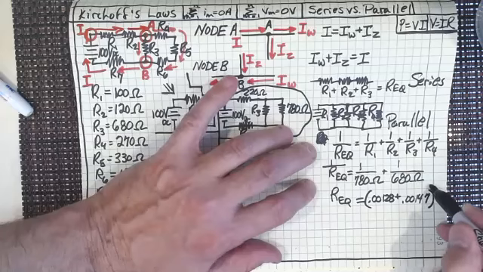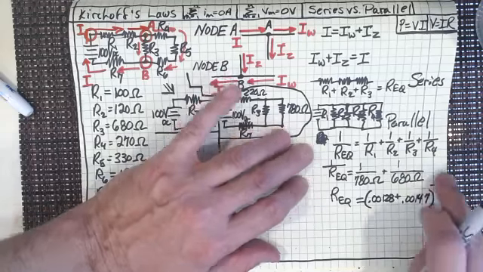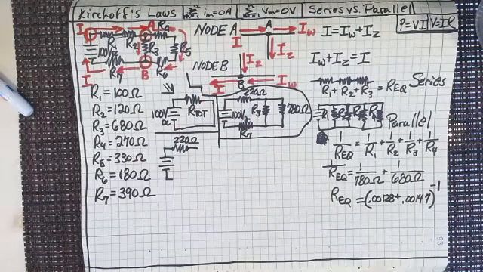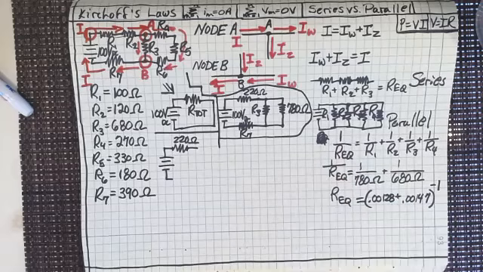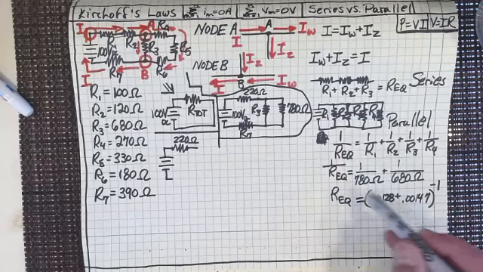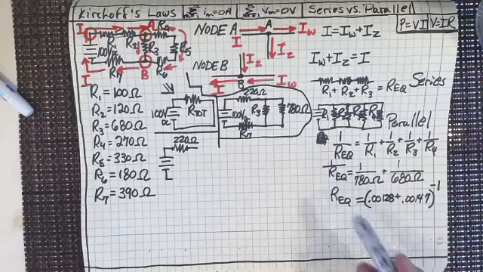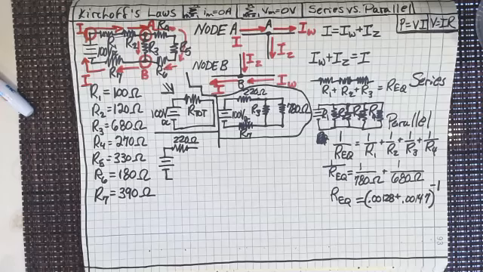But then, of course, I'm taking that to the -1, aren't I? I want to add those two things together and then take the inverse so that I can get R equivalent rather than 1 over R equivalent. If I just added those two things together, that would just give me 1 over R equivalent. So I have to reciprocate it to get the correct thing.